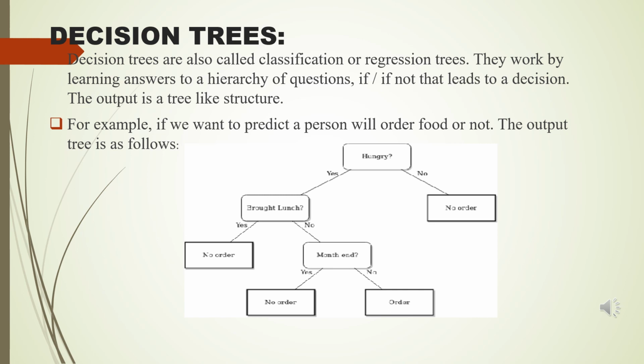For example, if we want to predict if a person orders food or not, the output tree can be as follows. The first question would be if the person is hungry. If yes, did he get a lunch or not will be the next question. If yes, then no order. If no, then is it month end or not? If it is a month end, no order. If it is not a month end, then order. For the first question itself, if it is a no, if the person is not hungry, then he'll not order anything. This is how a decision tree works.